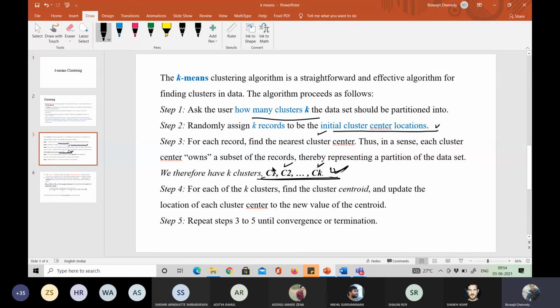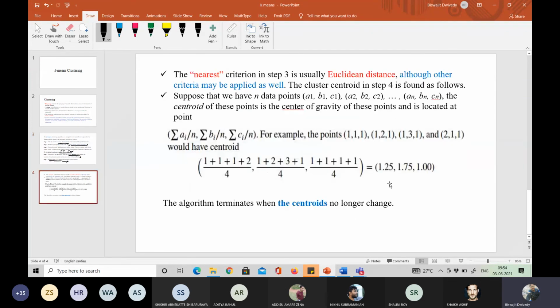Once we have formed the clusters, we'll update their cluster centers, and the cluster centers will be the centroid of the data points inside each cluster. Based upon that cluster center, we'll find the distance, and again we'll update the cluster center. That step will be continued. As you can see, repeat steps 3 to 5 until your algorithm converges, that means until your clustering doesn't change. So that is written here.